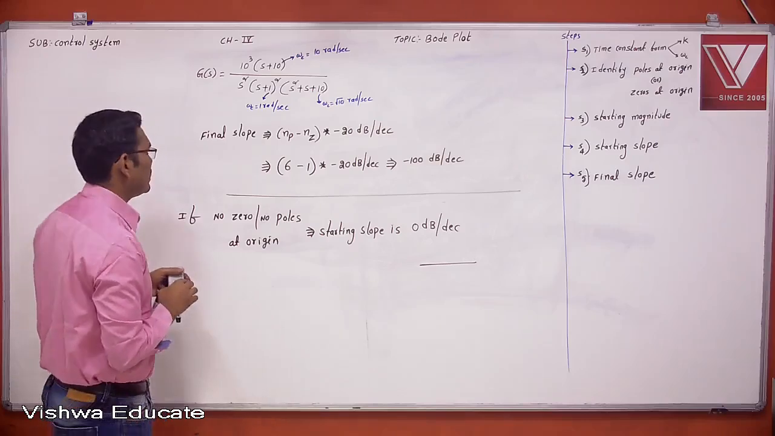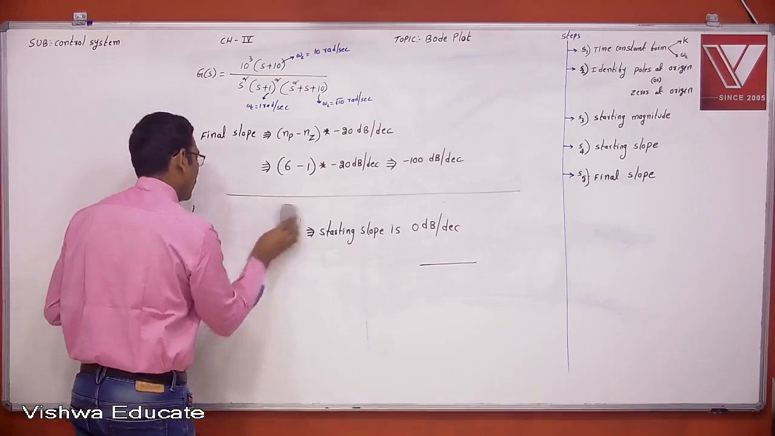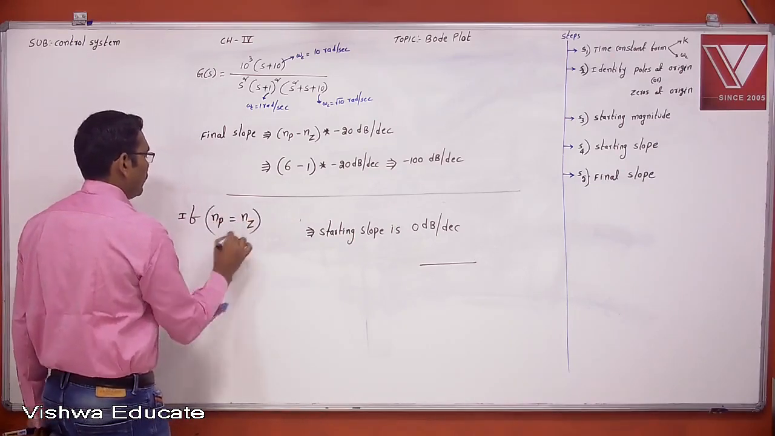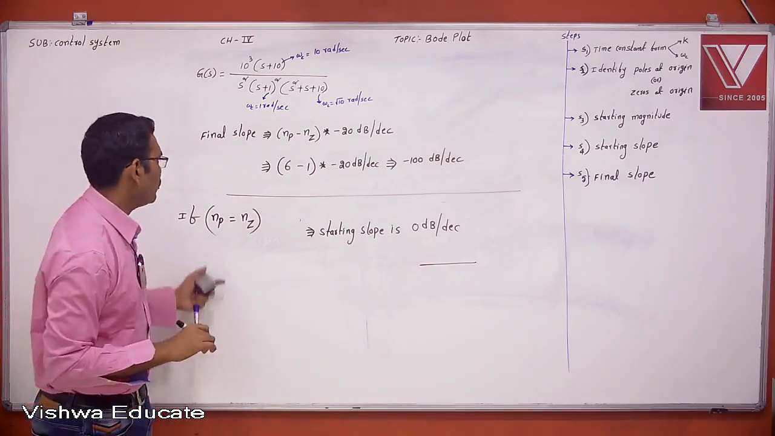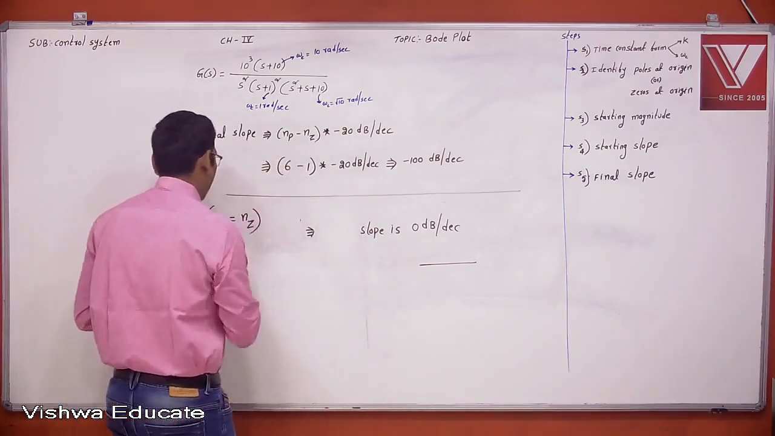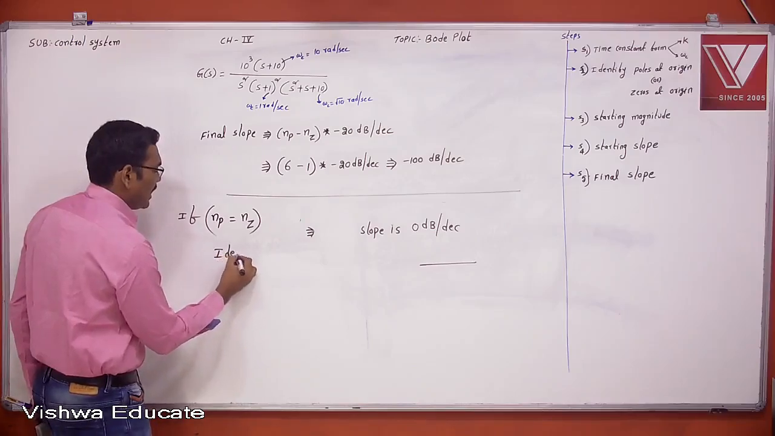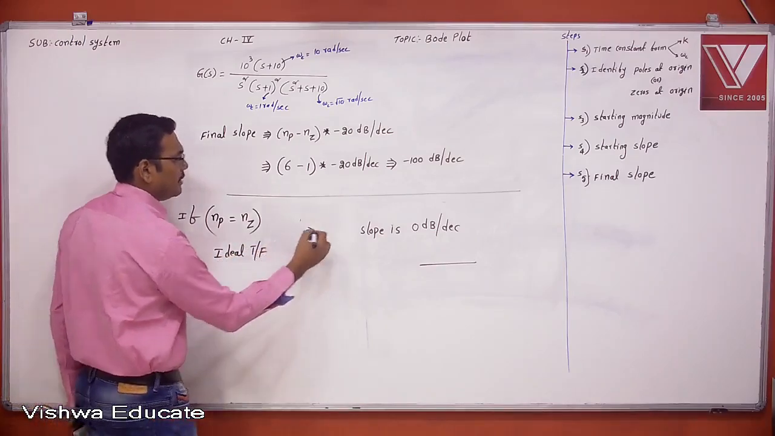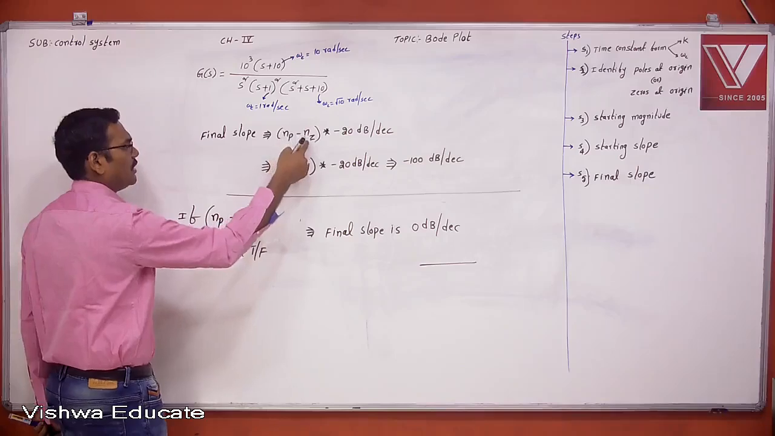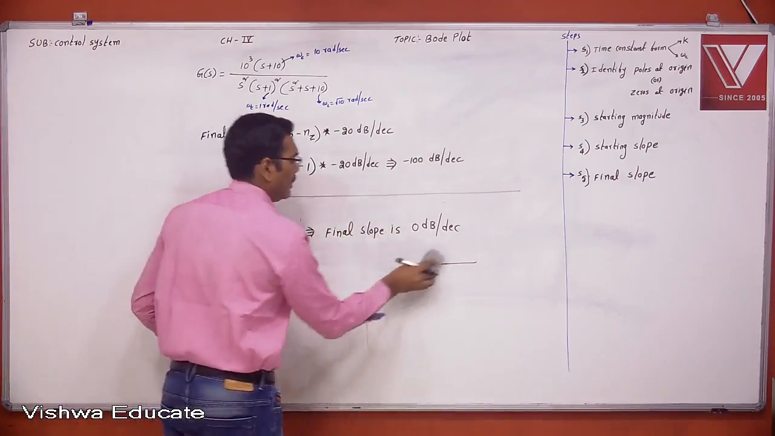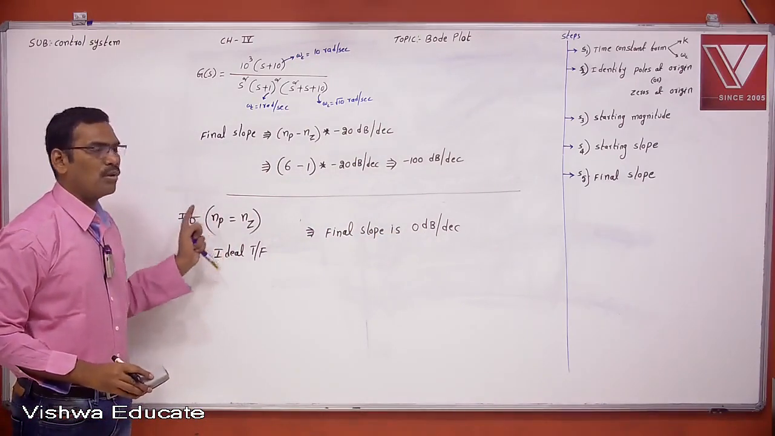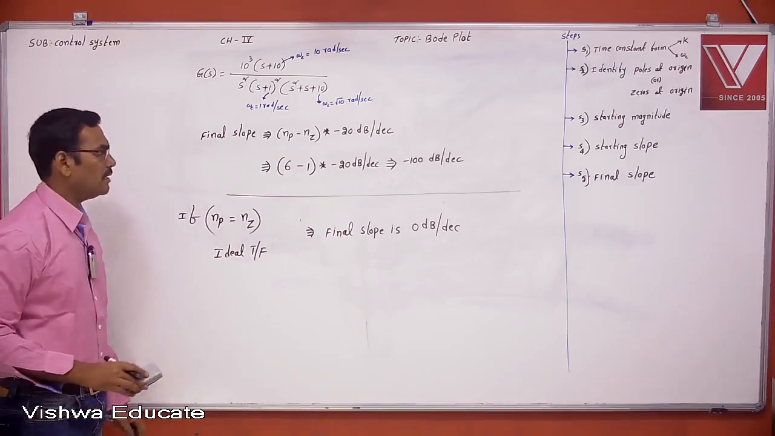Now again students are asking a question: what if the number of poles is equal to the number of zeros? If NP equals NZ, which is nothing but an ideal transfer function, the final slope is NP minus NZ, which is 0 dB per decade. That holds for an ideal or critical transfer function where the number of poles and zeros are the same. Understand or not? Yes.